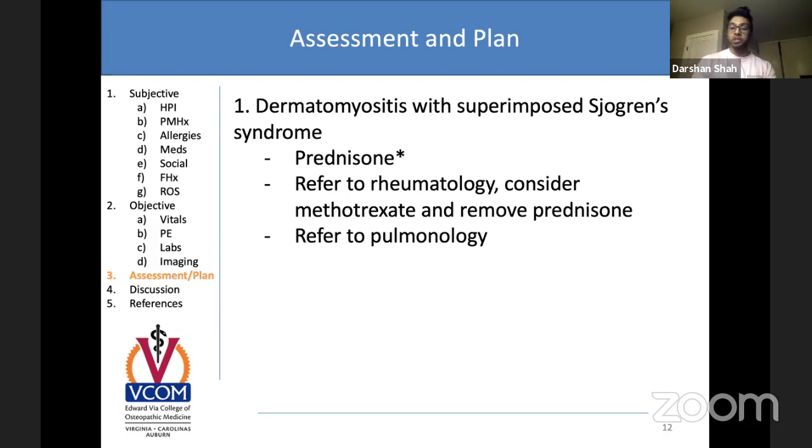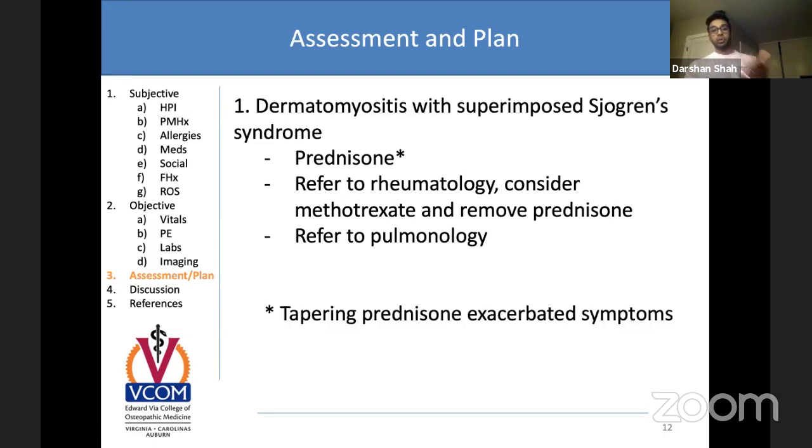We're going to refer to pulmonology for his shortness of breath, his interstitial lung disease. And here we said tapering prednisone exacerbated symptoms. So usually when somebody's on a long course of steroids, you don't want to keep giving steroids. And the reason why is your adrenal glands above your kidneys are actually responsible for secreting these steroids, right? To keep your circadian rhythm and all your hormones in check.